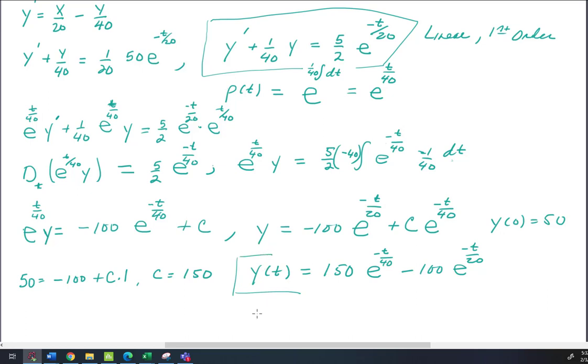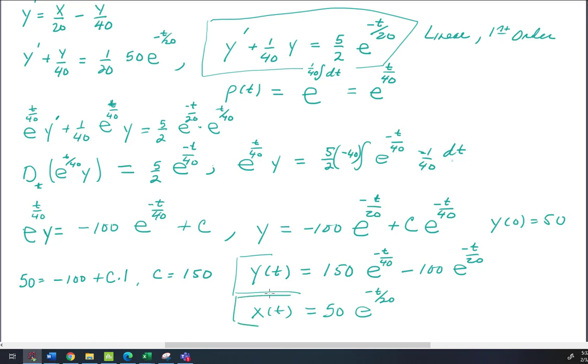And somewhere up toward the top, we've got x of t, which I wrote down here, was equal to 50 e to the negative t over 20. So that's the first two pieces.